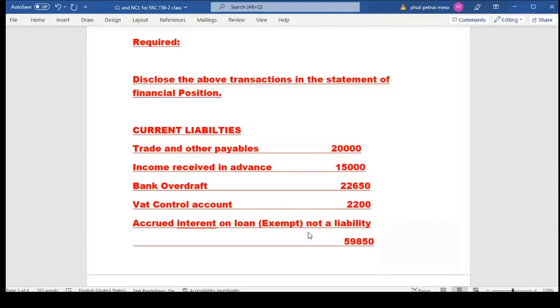You're getting how much? I'm getting 57,870. Am I missing something? 2,200. Yeah, all right, let's start all over. Trade and other payables, how much do you have? 20,000. Income received in advance, how much do you have? 15,000. Bank overdraft, how much do you have? 22,650, right?